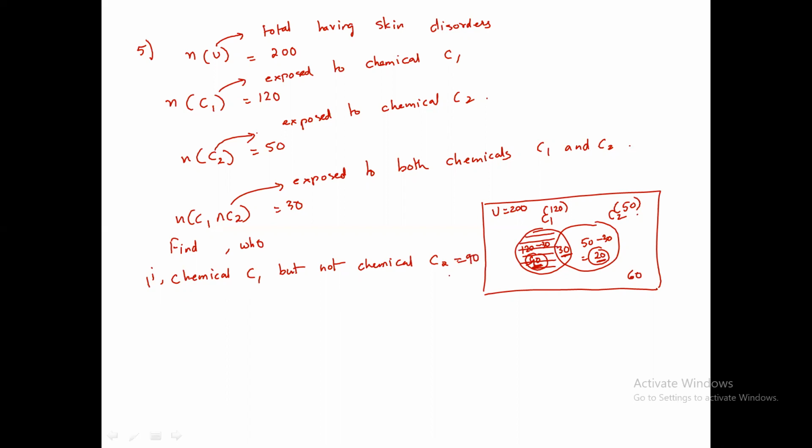Using Venn diagram, you can say that. But if you don't want to use Venn diagram, how will you do that? How will you write that? I have told you with the Venn diagram. So number of people infected by C1 but not C2, C1 and not C2. This is what you will take.